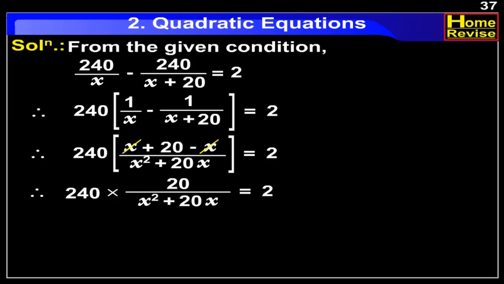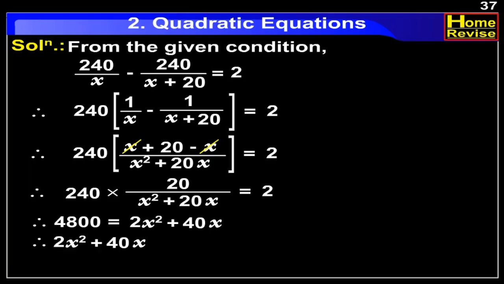Therefore, 4800 is equal to 2x square plus 40x. Therefore, 2x square plus 40x minus 4800 is equal to 0.